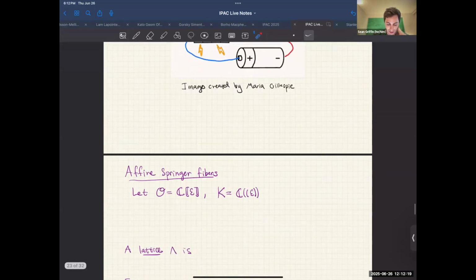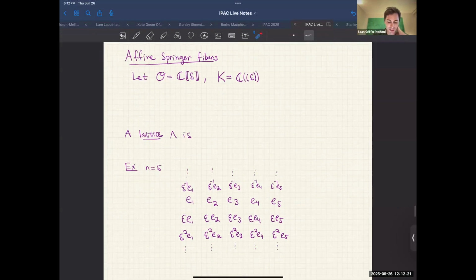So I wanted to spend the remaining time talking about affine Springer fibers and the full T version. So instead of vector spaces, we're going to be working with modules over formal power series. So instead of just taking the field of complex numbers, we're going to be taking the field of Laurent series. So those will basically be our coefficients now.